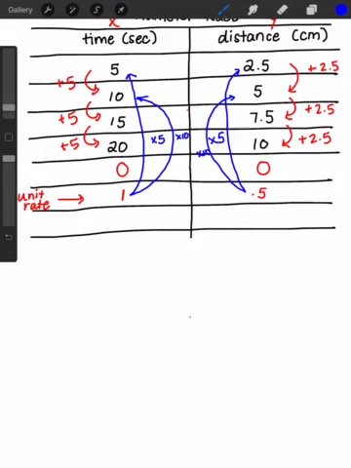Okay, at this point, I now can figure out the distance for any amount of seconds that I want. Okay, maybe I want to know how far we go in 7 seconds. So I need to go from my unit rate. How do I get from 1 to 7? Well, I'm going to multiply times 7. Down here, I'm going to do the same thing. 7 times 0.5 is going to give me 35. Carry my decimal over once, is 3.5 centimeters.